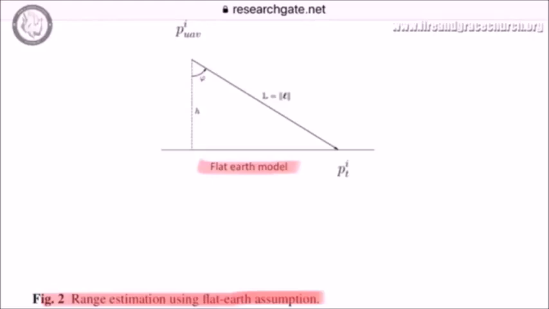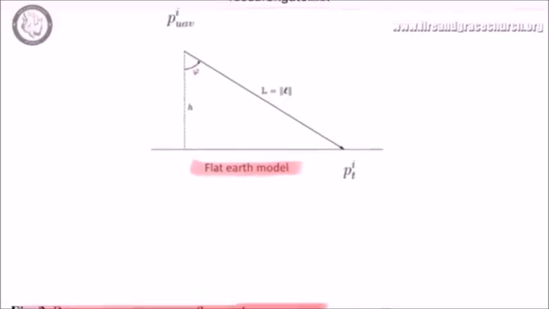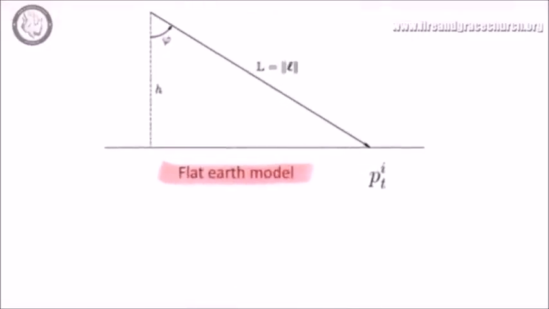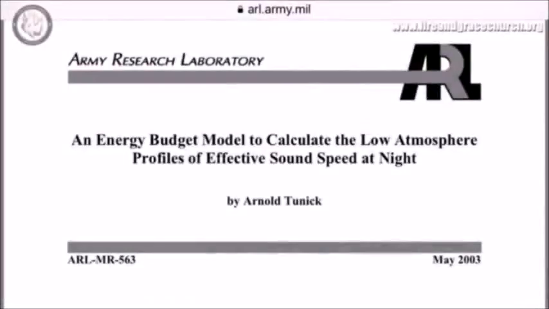Now, if this line was curved here, as it does, 8 inches per mile squared, that line is going to intersect at a different point. I'm not a geometry teacher, but that I know. Maybe it's just from golf, right? Flat Earth model, range estimation using flat Earth assumption. United States Air Force Academy. Does everybody see that? Oh yeah, Army Research Laboratory.